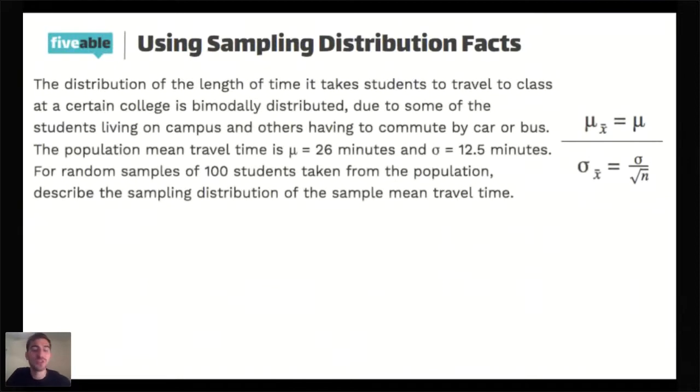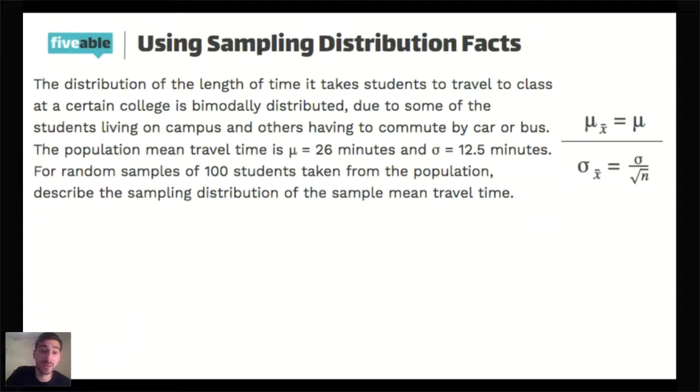Here's a sample scenario. The distribution of the length of time it takes students to travel to class at a certain college is bimodally distributed due to some of the students living on campus and others having to commute by car or bus. So if you picture a graph where the length of time it takes to get to class is on the x-axis, bimodally distributed means you've got two clusters of individuals, probably some with very short commutes because they live on campus, and some with very long commutes because they have to drive, and there's probably a gap in the middle. So I'm guessing that the people who live on campus all probably take less than 10 minutes. Maybe the people who are commuting all take more than 20. And maybe no one's really taking 15 minutes to get there.